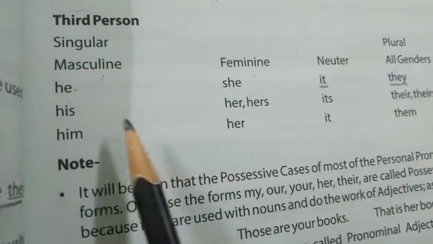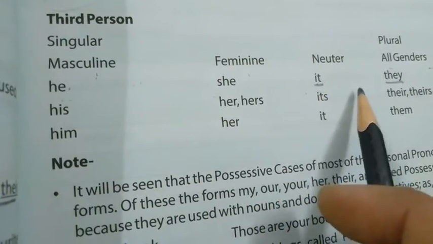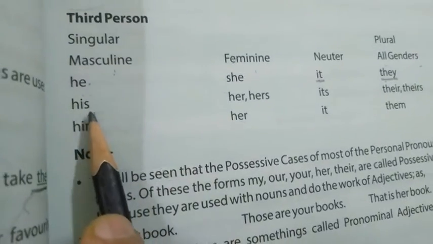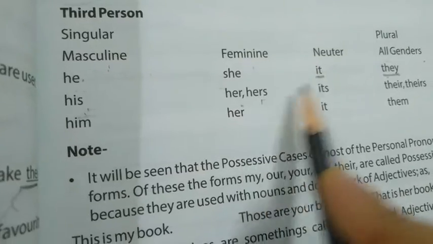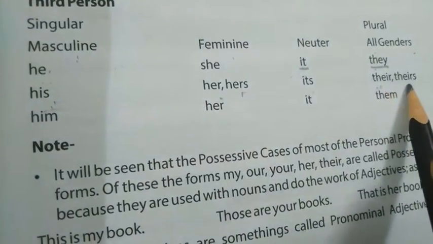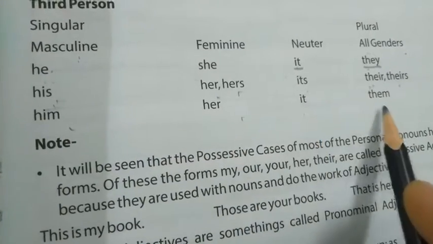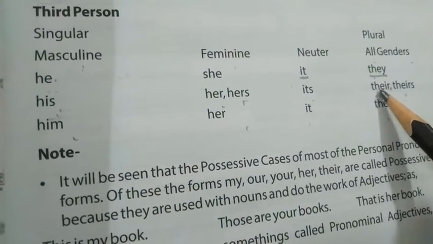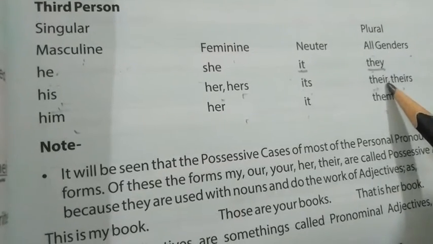Okay, so when we consider he and she together, और it के केस में ज़्यादा सारे कोई non-living things होंगी, we will use they. Then his, possessive pronoun में बन गया his, then her or hers, neuter में its, and in plural for all genders their or theirs. Okay, him, her, it, them. Clear है?